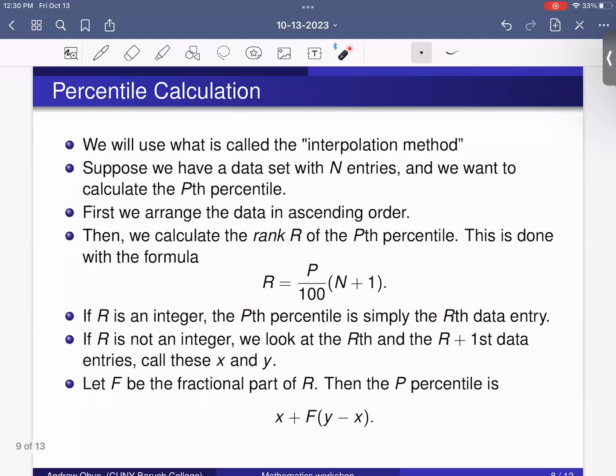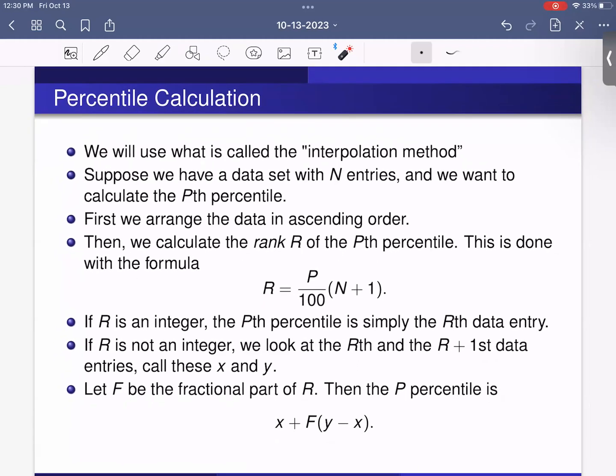So if we had 49 data points and we were looking for the 80th percentile, then we would take 80 divided by 100, which is 0.8, and multiply it by 49 plus 1, which is 50. 0.8 times 50 is equal to 40. So R would be 40. In that case, if it's an integer, we would just list all of the data, and we would take the 40th entry in the list.